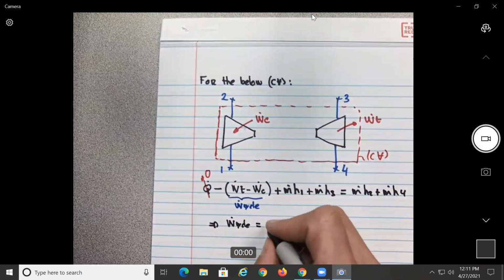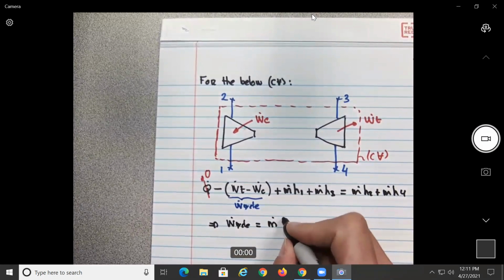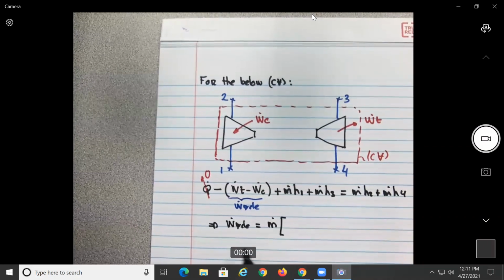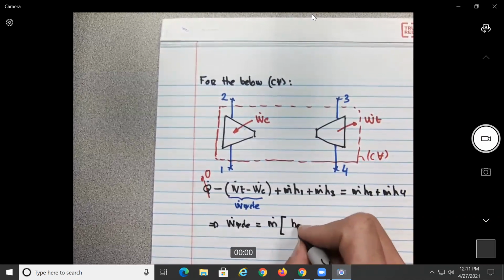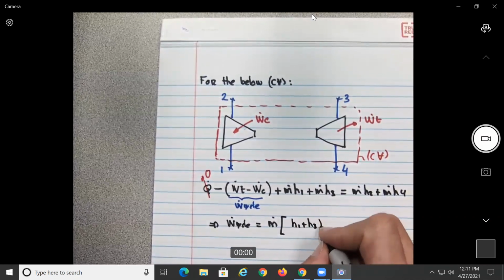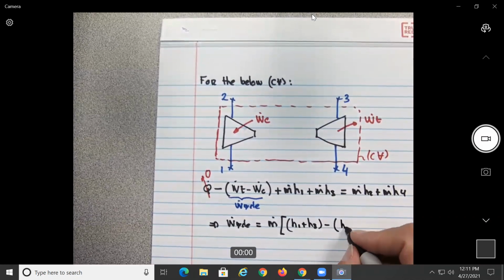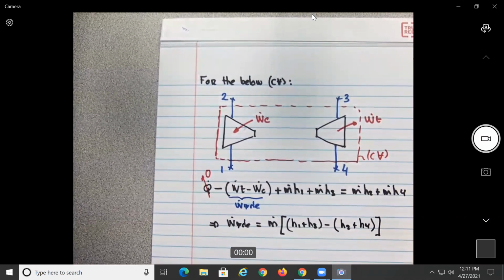Should be equal to what? m dot of (h1 plus h3) minus (h2 plus h4). Okay.